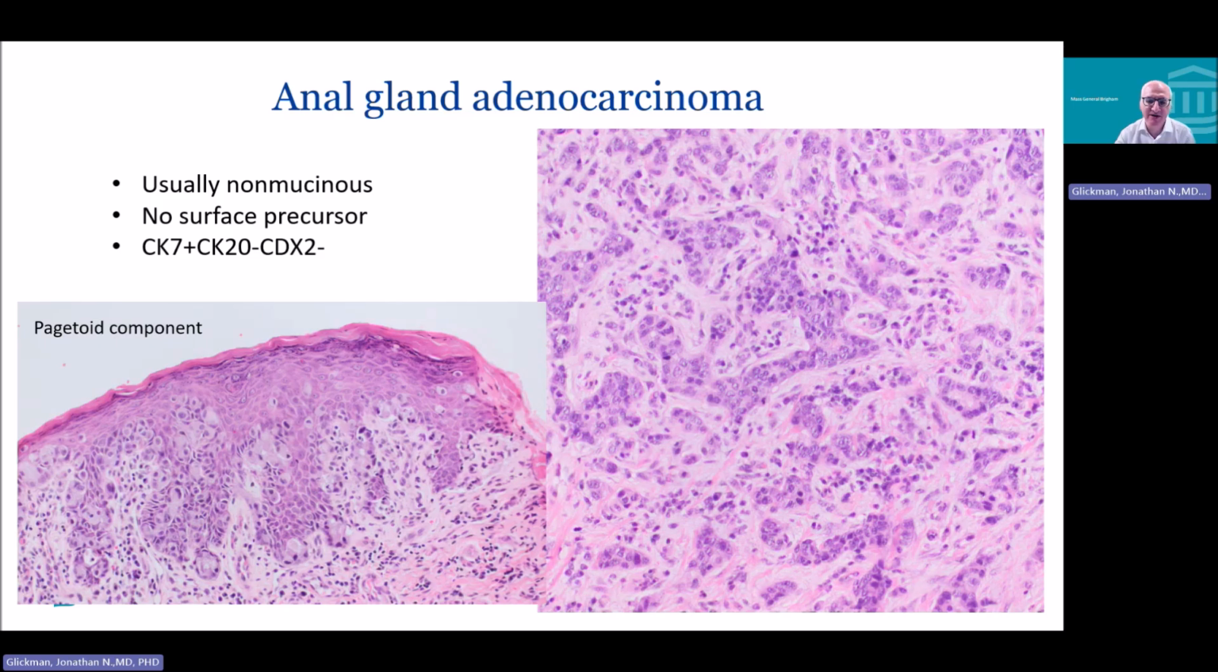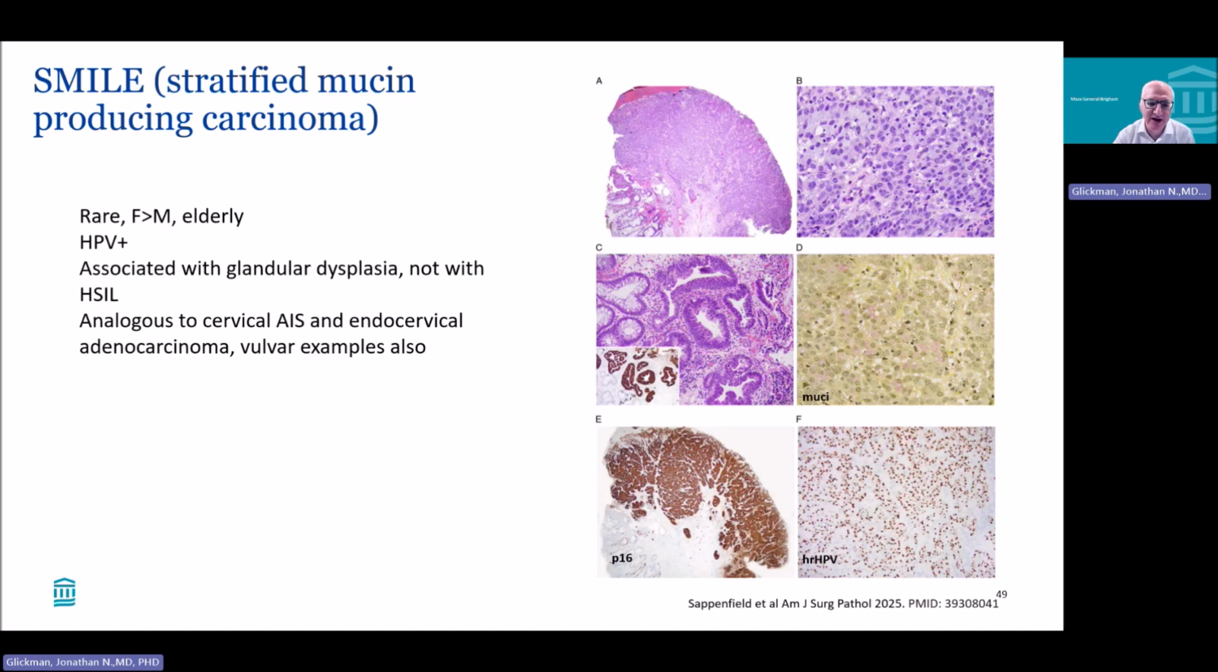And these usually show an opposite phenotype. They're non-intestinal, so different from Crohn's associated cancer, different from a rectal adenocarcinoma. There's also a recent report of a HPV-associated adenocarcinoma, so-called SMILE or stratified mucin-producing carcinoma.